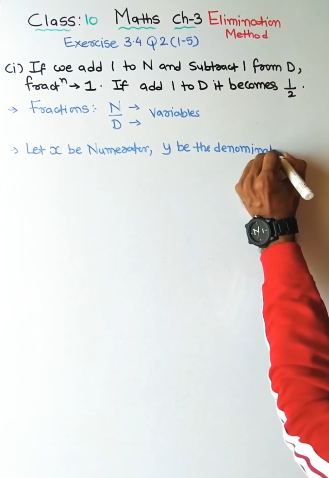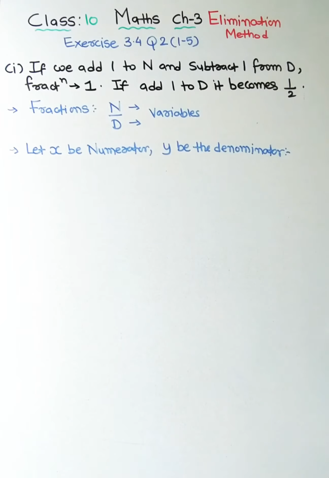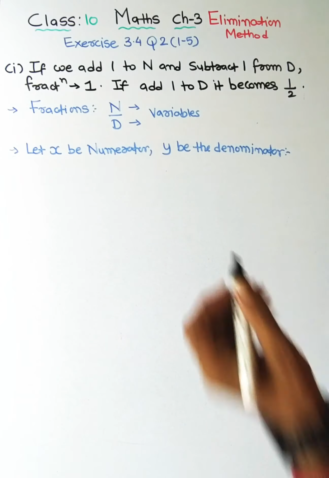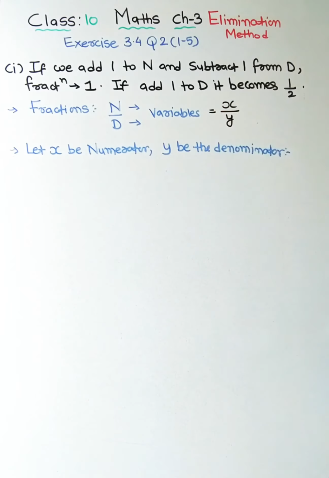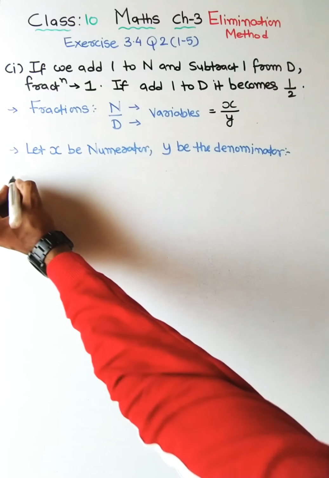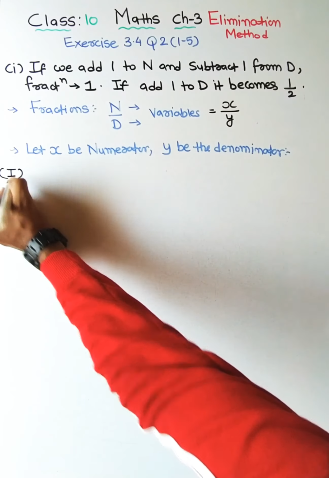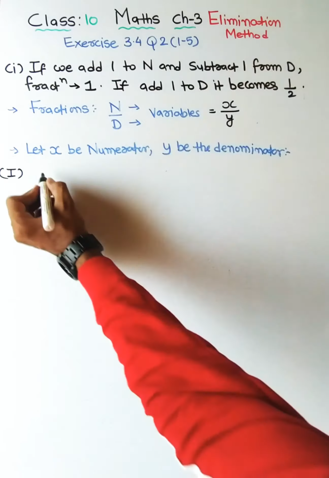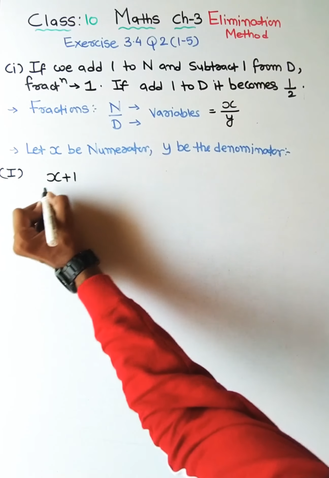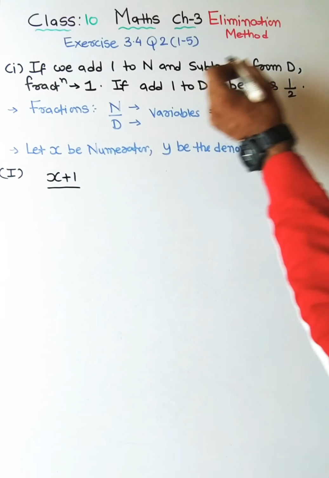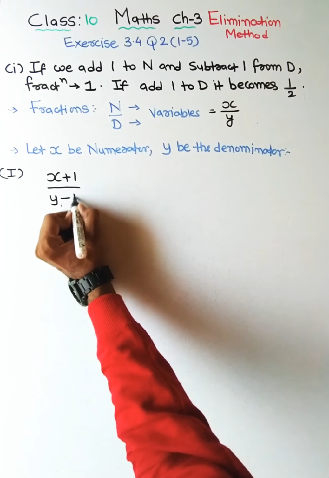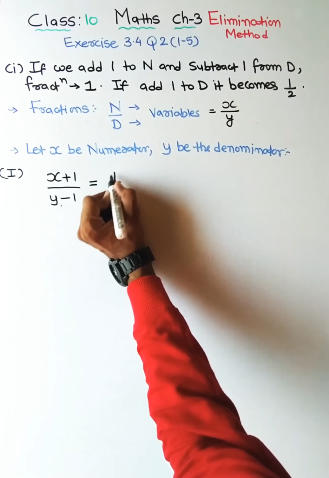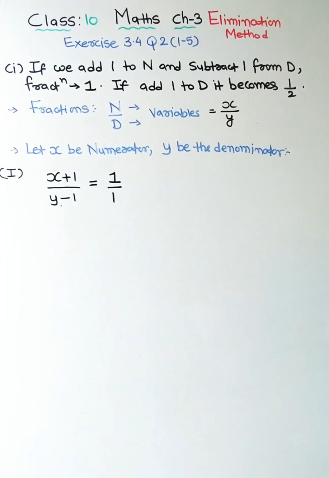If we assume x and y as numerator and denominator, what shall our fraction look like? It will look like x upon y, right? Now let us see the first condition, equation number 1. If we add 1 to numerator, that means x plus 1 upon, if we subtract 1 from denominator, that means y minus 1. The fraction reduces to 1, that means it is 1 upon 1.